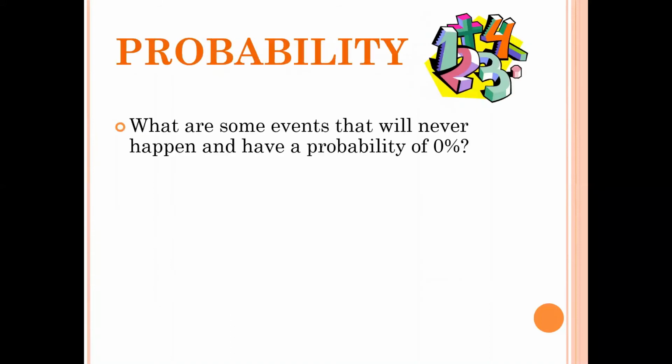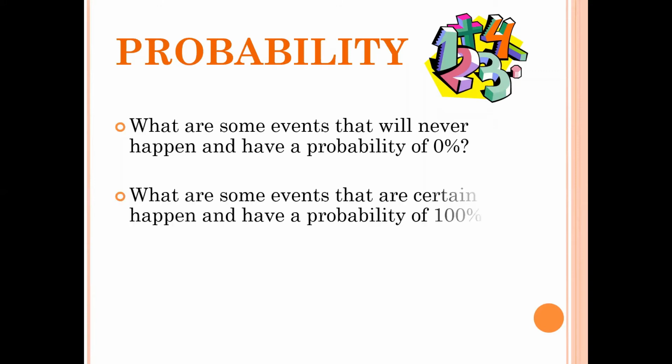Now, what are some events that will never happen and would have a probability of 0%? We could say that the chance of Earth running out of sunlight has a probability of 0%, right? Please think of more examples and post them in the comment box below if you can think of any more.